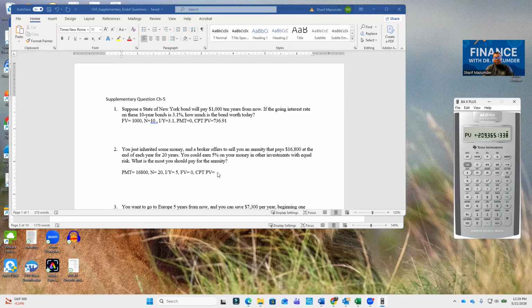So the maximum amount you will pay for this annuity will be 209,365.13. Okay, so this is the number. This is the present value of annuity. This is called present value of annuity.